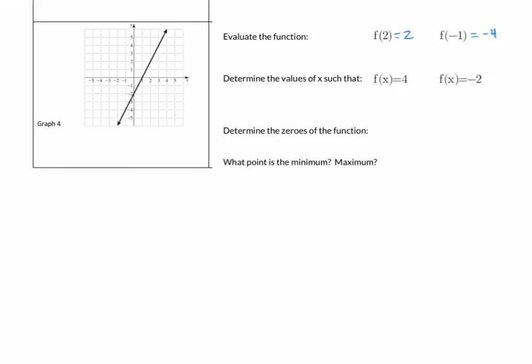All right, going the other direction. We have determined the values of x such that f of x equals 4. That means I want to go up 4. We're going to go across until we intersect our graph. This happens at x equals 3.